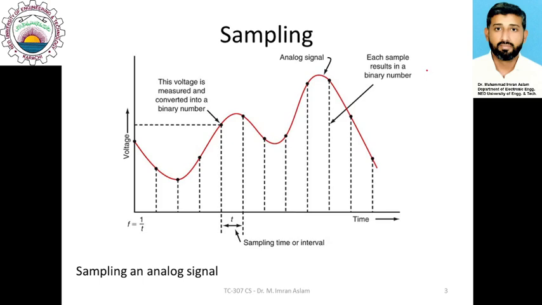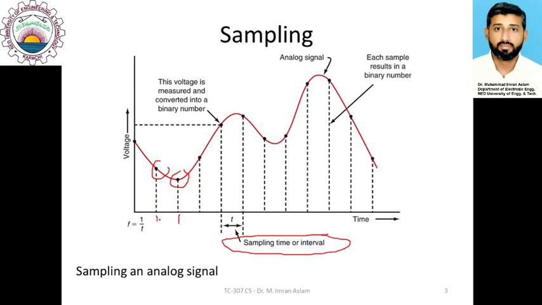Sampling is actually the process of converting an analog signal into a discrete time signal. So say, for example, this red line represents an analog signal. We calculate the samples of this analog signal at specific time instances, which is named as sampling time or sampling interval. Typically we use a uniform sampling interval for sampling processes.